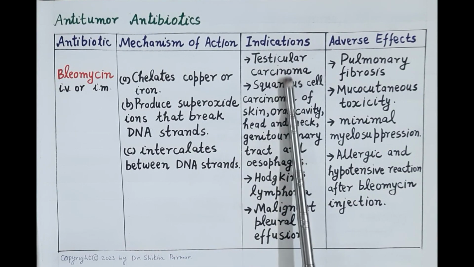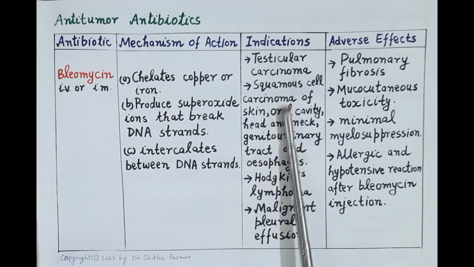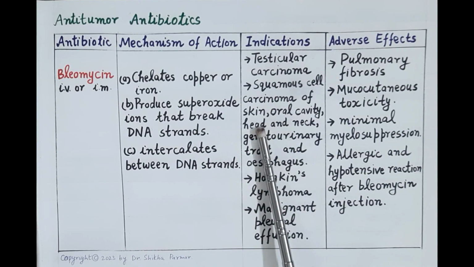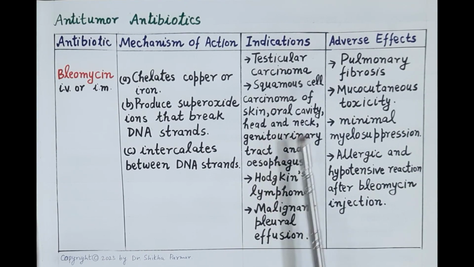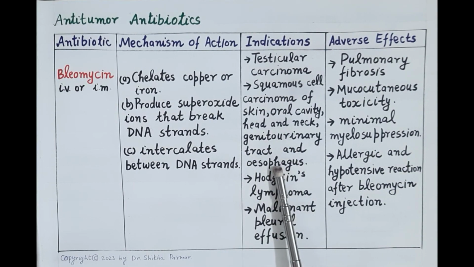Now, bleomycin is highly effective in testicular carcinoma, then squamous cell carcinoma of skin, oral cavity, head and neck, then genitourinary tract and esophagus. It is also useful in Hodgkin lymphoma and malignant pleural effusion.